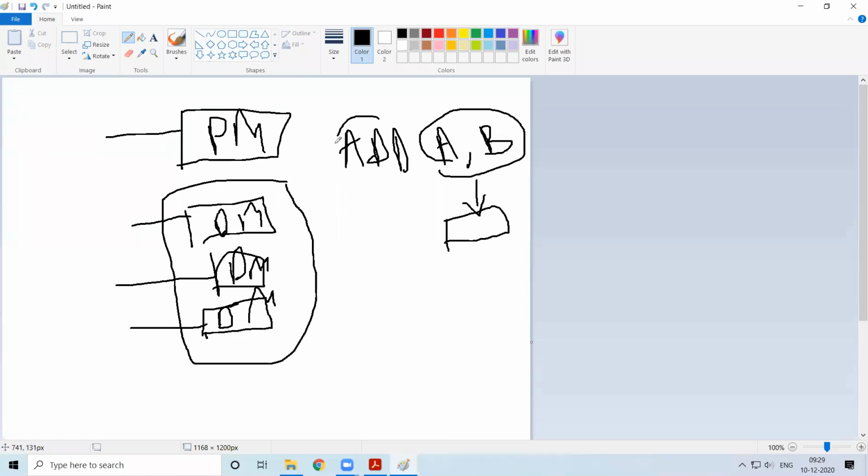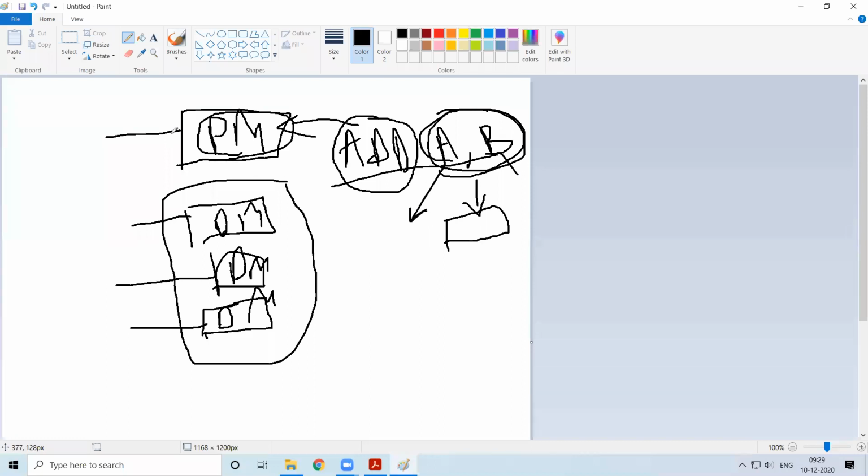Now here you can see that this is an instruction which is related to the program. So I have to go and see what is present in that instruction, which will be stored in the program memory. So add a comma b will be stored in the program memory. Now, in add a comma b, what is there? We have two operands, that is a and b. So I have to access these operands.